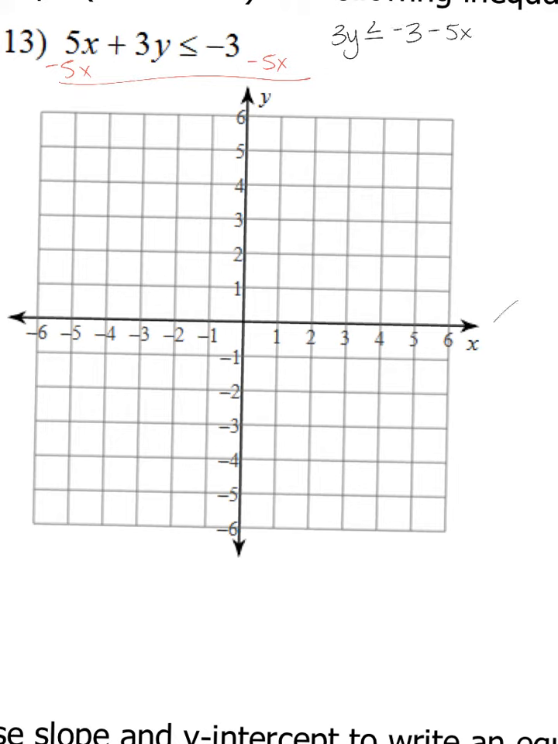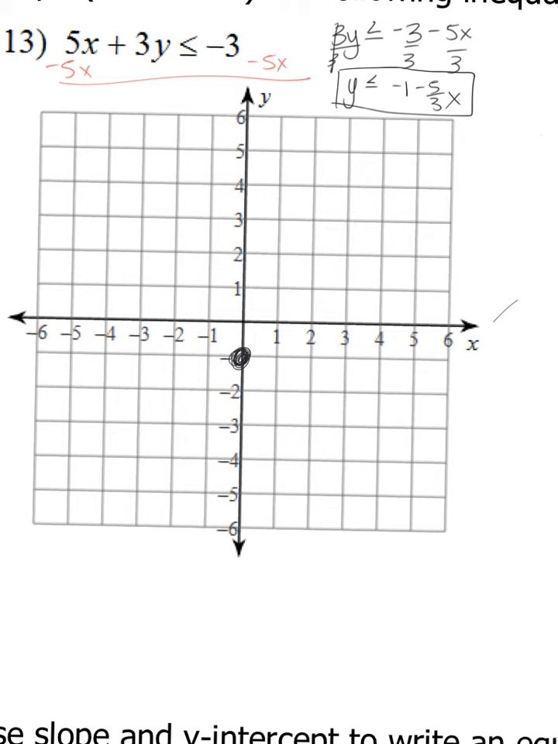Next, I want to divide by this 3 to get the y completely by itself. And again, I suggest that you divide each individual number by 3, because now I can see over here that negative 3 divided by 3, well, that's just negative 1. And then I'm going to write this right here as negative 5/3 x. This is a super nice way to do it because now I have y equals mx plus b. I know that my b is the number without the variable, so I'm going to start at my y-intercept of negative 1, and then from there I'm going down 5 and positive 3.